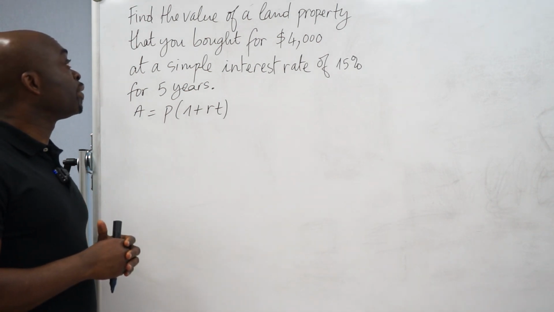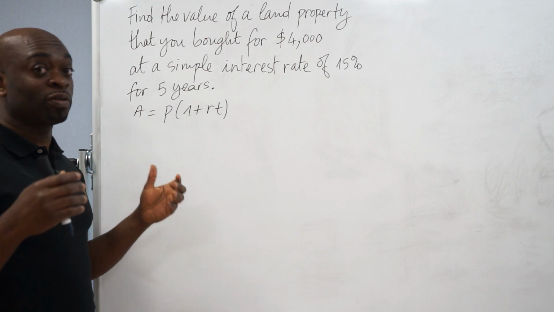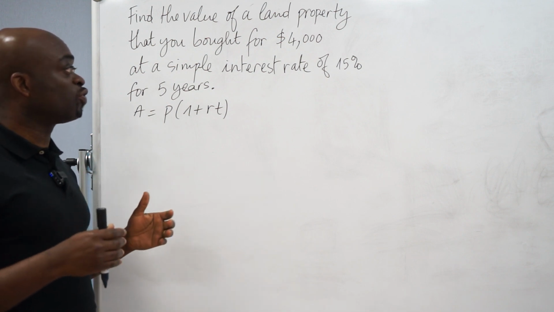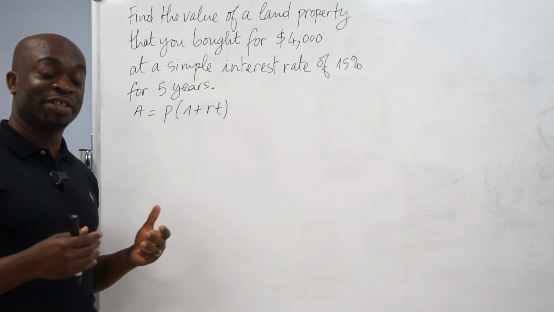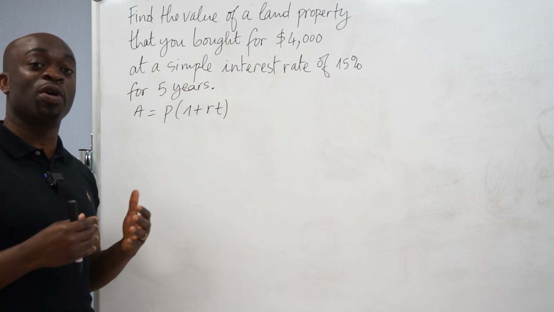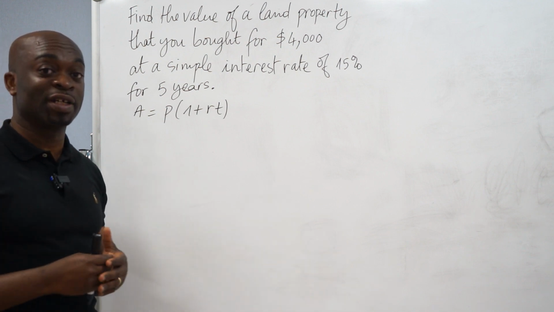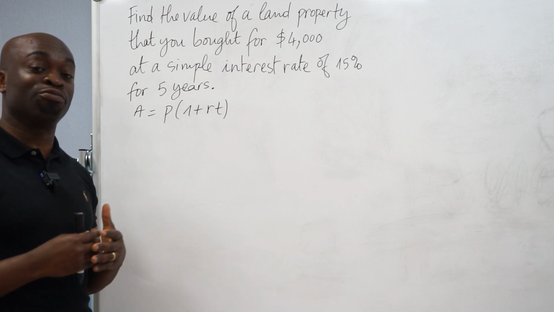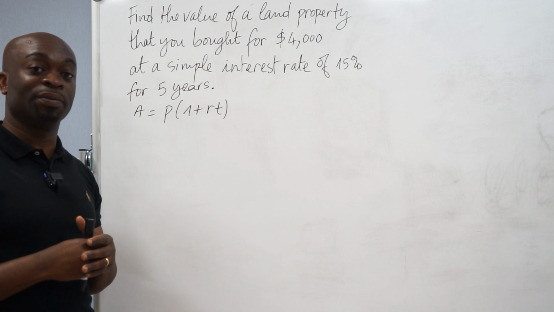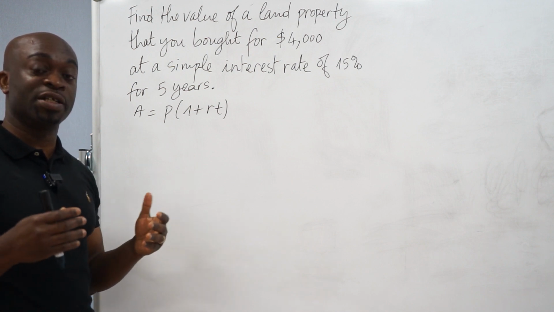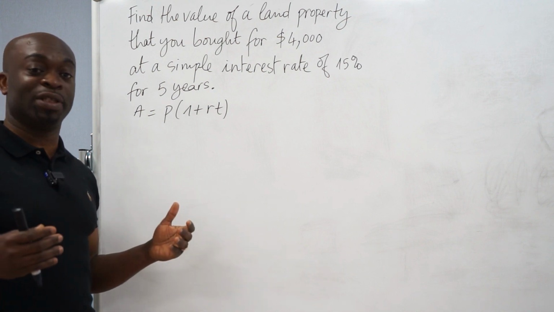All right, we want to find the value of a land property that you bought for $4,000 at a simple interest rate of 15% for 5 years. Now, we're talking about investment in this case, and land has always been one investment that people have been using for centuries, and it has been bringing some nice dividends, meaning a good investment throughout the years. So we have a problem here, and let's see how we deal with it.